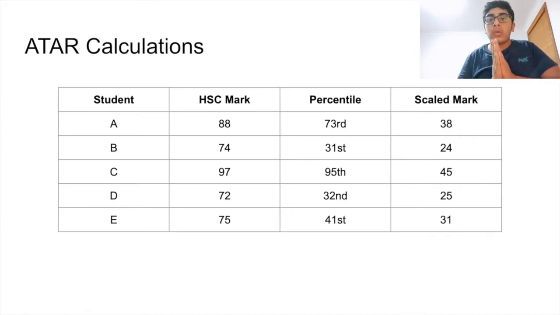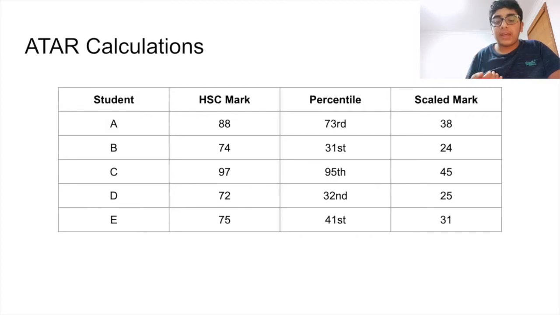They'll combine all of that scaled mark together, and that will give you your aggregate. Your aggregate is actually out of 500. Your aggregate is your total sum of all your scaled marks, and it's out of 500. That is not your ATAR.